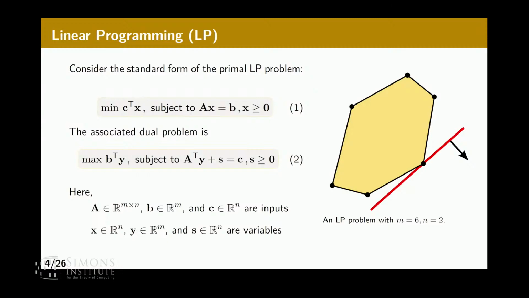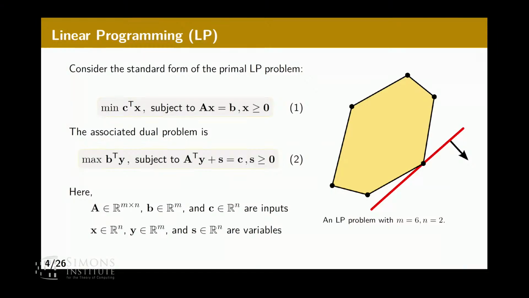The dual problem, of course, B transpose Y, a maximization problem now, subject to the dual constraint, which includes the dual variable Y. This is an m-dimensional variable, and the slack variable S, which is n-dimensional. Now, Y is not constrained, but S is. S has to be non-negative as well. And we know that because of strong duality, we get that the primal optimal C transpose X and B transpose Y at optimality, of course, they match.